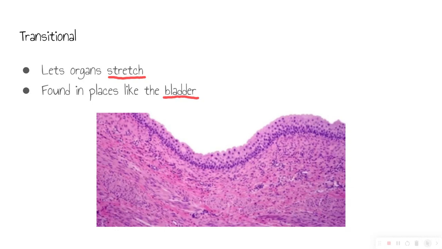And it's important to know where you find each of these cell types. And in the beginning, it can be pretty hard to look at a microscope and say, well, what type of cell is this? But if you know where the tissue slide is from, then that can help you figure out what type of cell it is. But to do that, you need to know where you find each type of cell.